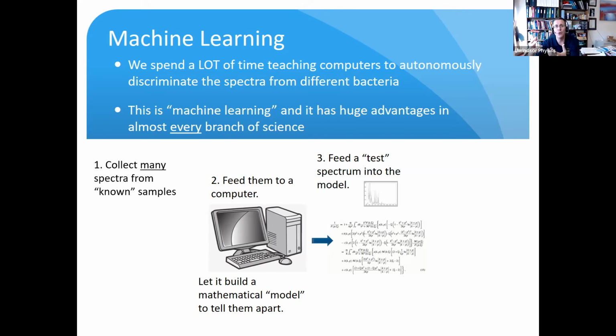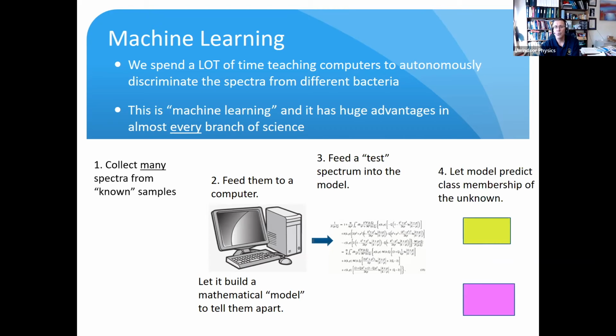Then you get this unknown one and you say, hey, what is this unknown one? Well, you feed the unknown one into the model. The model will then predict the class membership. And you say, oh, that's a purple one. And you're right. That will be the idea of autonomous classification.